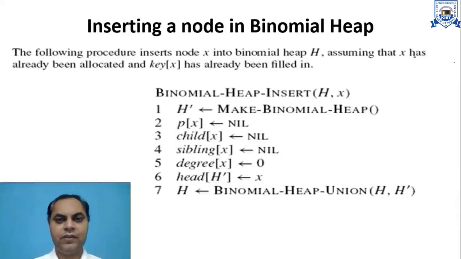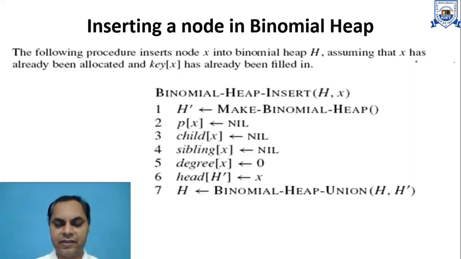Hello student, in the last lecture we discussed the union of two binomial heaps, and in this lecture we will discuss some more operations on binomial heap. The next operation on binomial heap is insertion of a node in an existing binomial heap. The following procedure inserts node x into binomial heap H, assuming that x has already been allocated and key x has already been filled in.